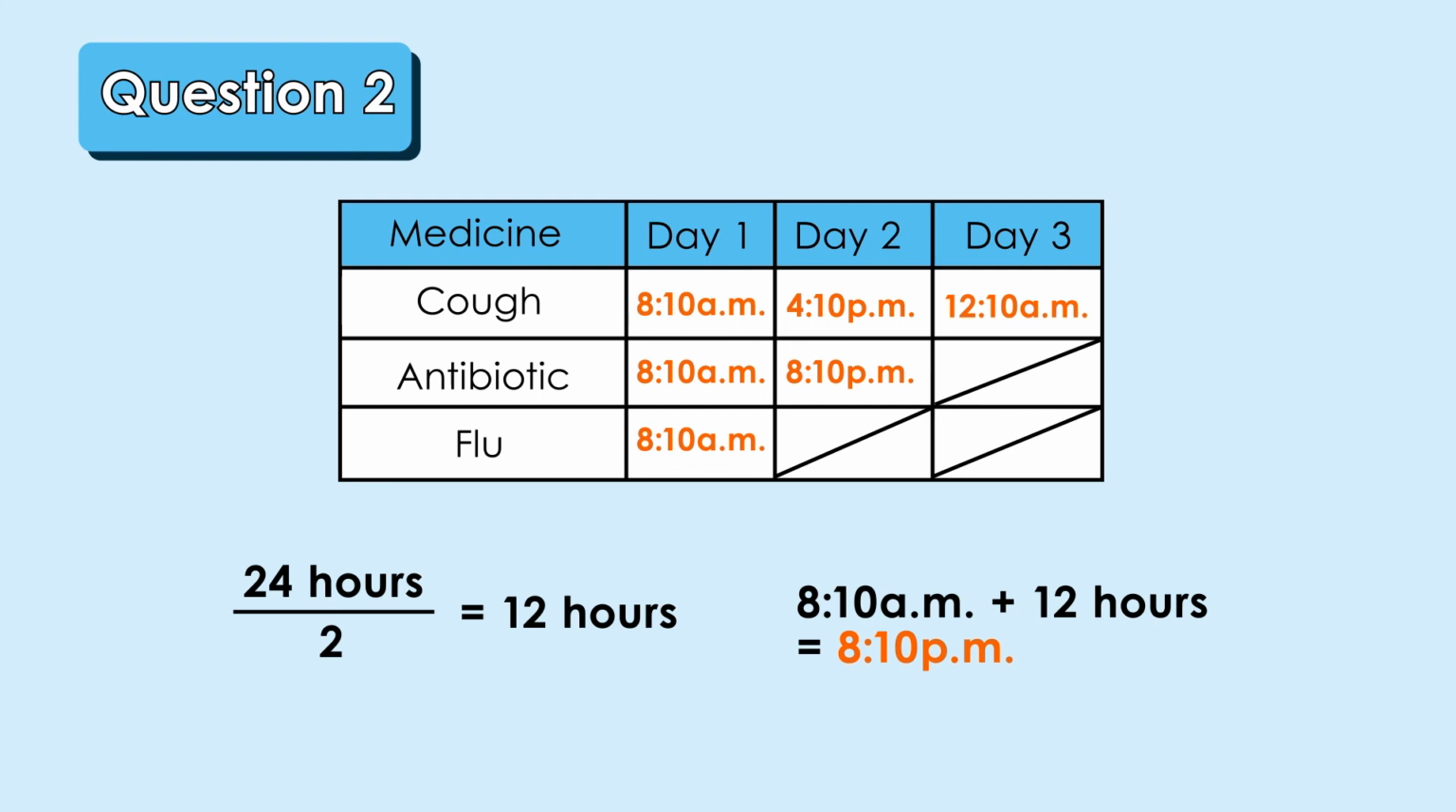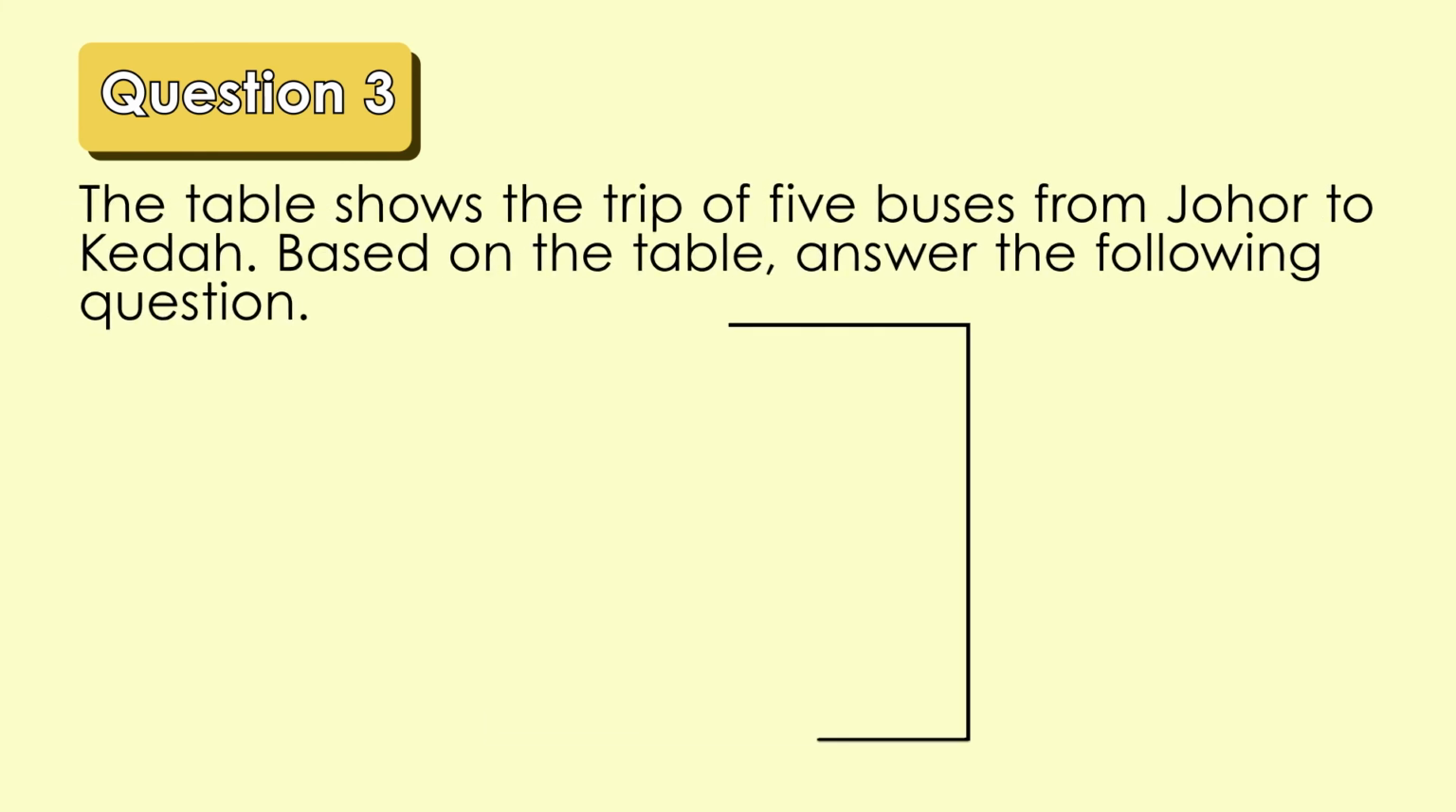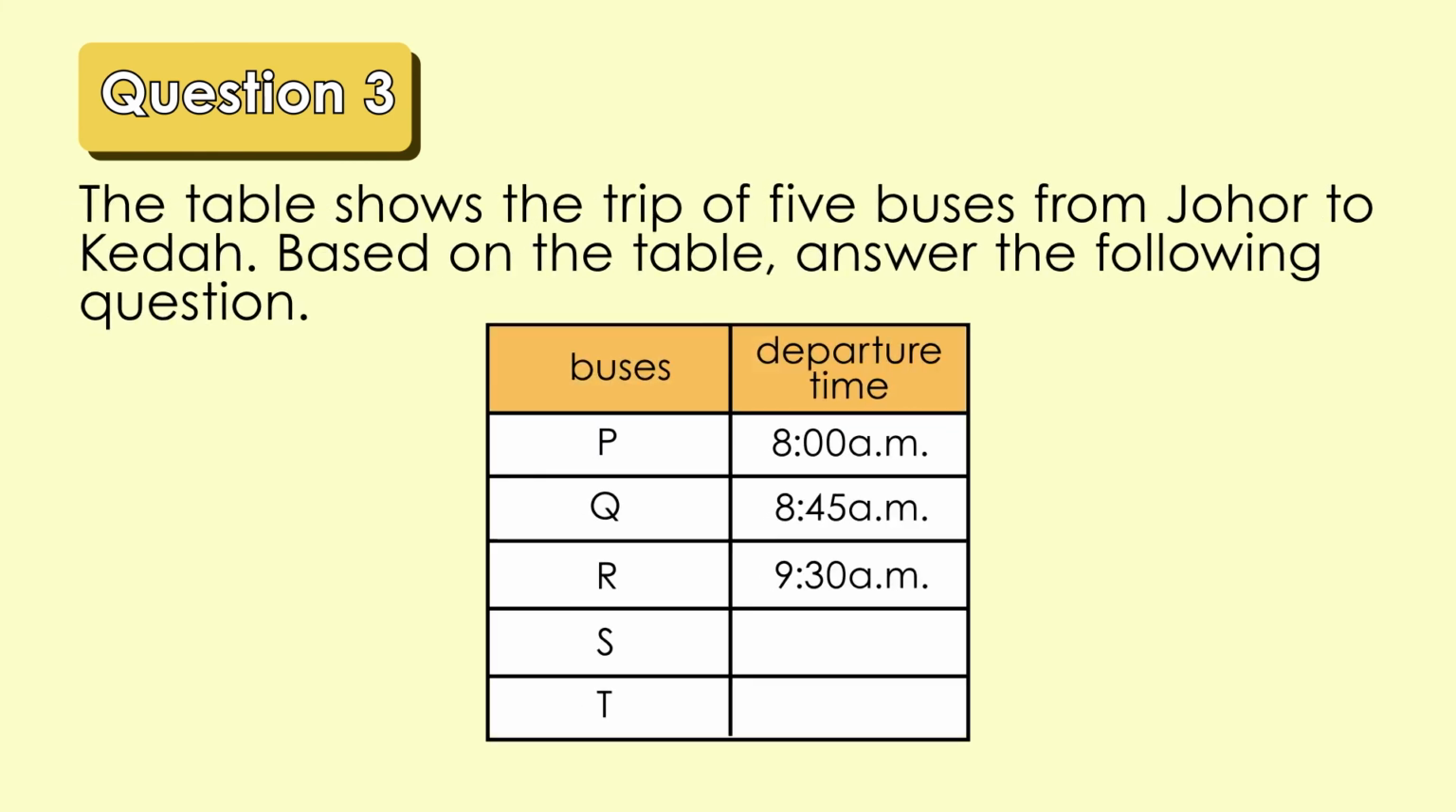Now, let us solve our final question for today. Can you please answer these questions? The table shows the trip of 5 buses from Johor to Kedah. Based on the table, answer the following questions. Are you ready to check your answers?